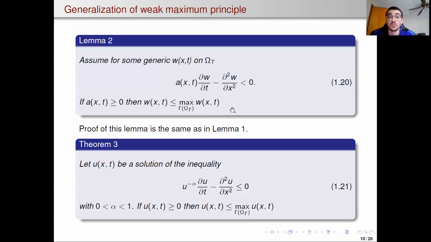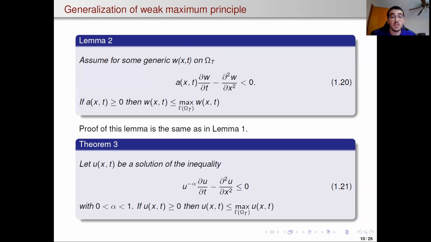Moving on, we introduce lemma 2. So if we assume for some generic w(x,t) on omega t, then 1.2 is true. And if a(x,t) is greater than or equal to 0, then w(x,t) is less than or equal to the maximum w(x,t) on our parabolic boundary. So the proof of this lemma is the same as lemma 1, so I won't go into this, but we are then going to use lemma 2 to prove our weak maximum principle, theorem 3.